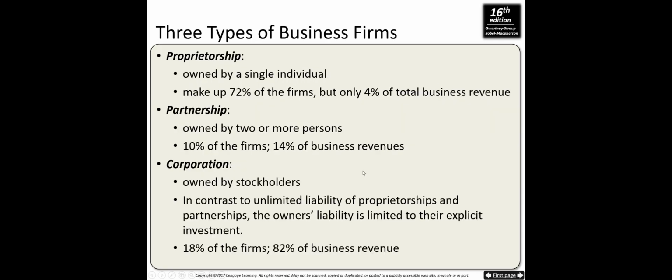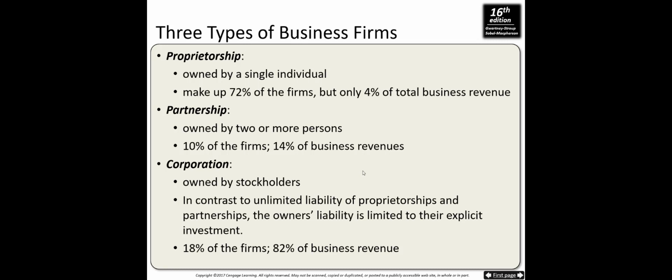There are three types of business firms. The first one is proprietorship, which refers to most of the small businesses, and these are owned by a single individual, make up 72% of the firms, but only 4% of total business revenue. The second type is partnership. Partnership is very similar to proprietorship. The only difference is it is owned by two or more persons. 10% of the total firms in the US, and 14% of business revenues.